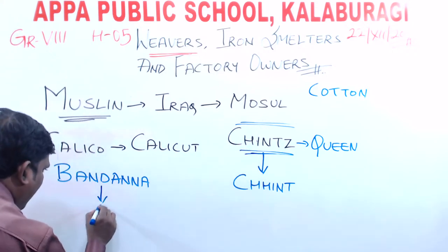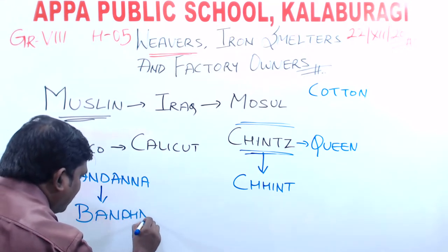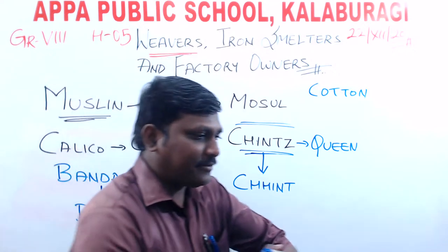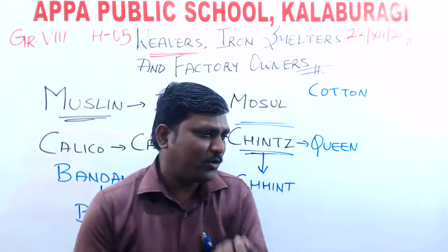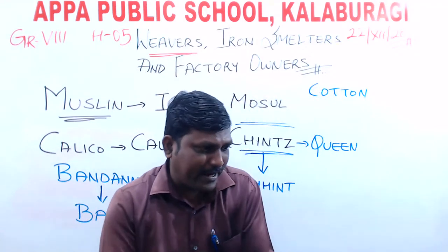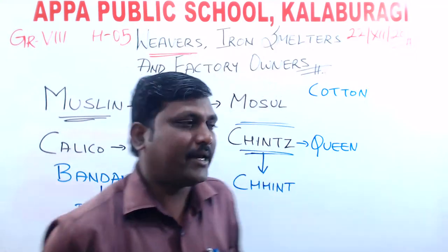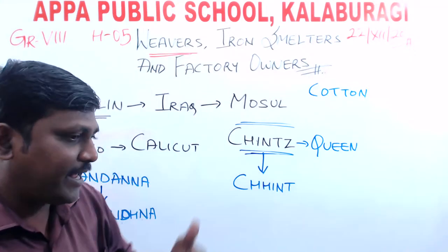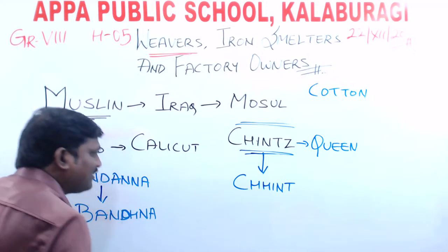Now this bandana is derived from the Hindi word bandhana. Bandhana means tying. You will tie the friendship band, right? You put it on the wrist. On Raksha Bandhan they will tie. Or if you want to tie something, you will tie your shoelaces. So this bandana is referred to as the art of tying and then dyeing. Dyeing means coloring, not dying.